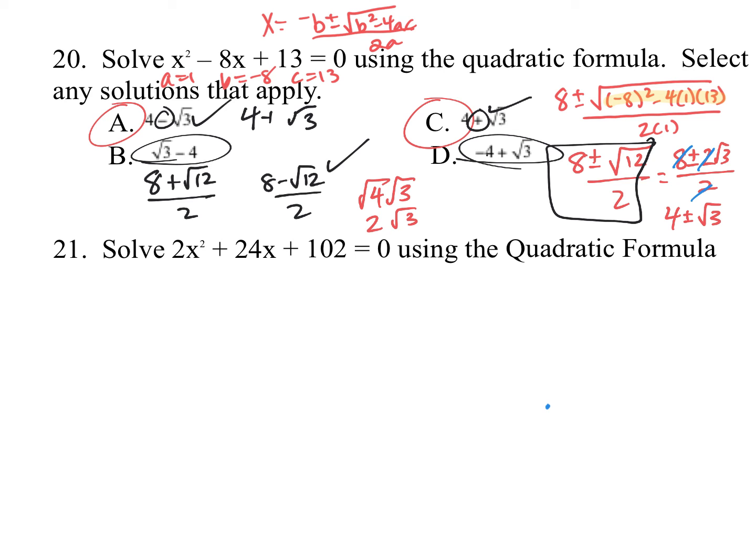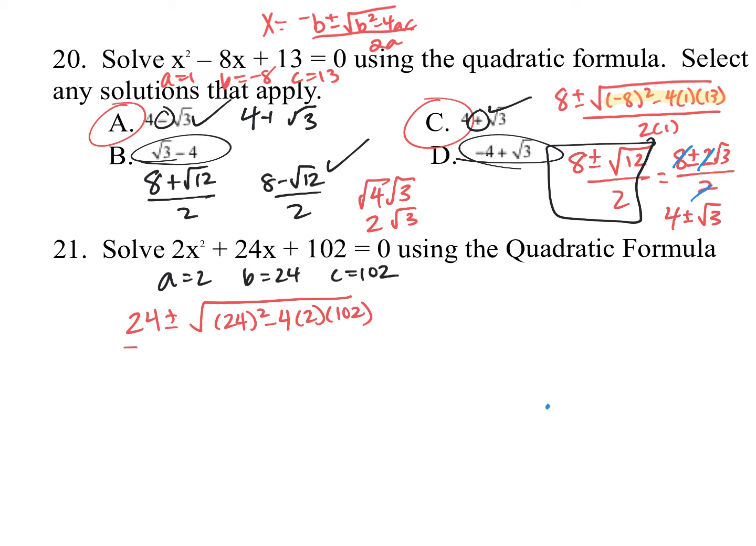On the second one here, this A is 2, B is 24, and C is 102. So I'm going to plug that into the quadratic formula. So I have 24 plus or minus the square root of 24 squared minus 4 times 2 times 102, all divided by 2 times 2. So that's 24 plus or minus the square root of -240, all divided by 4.